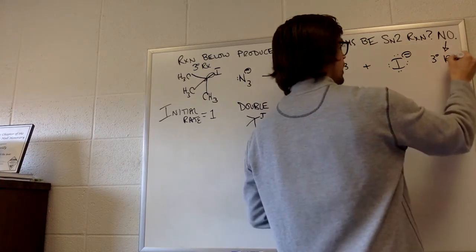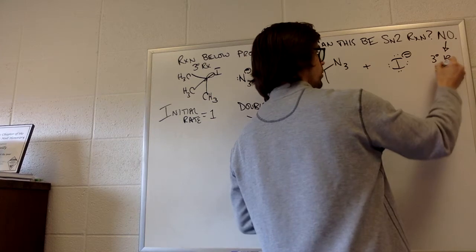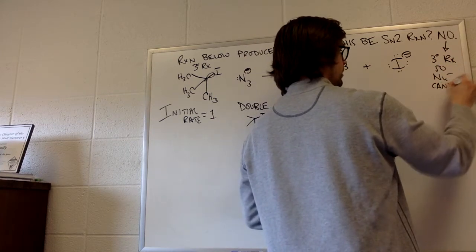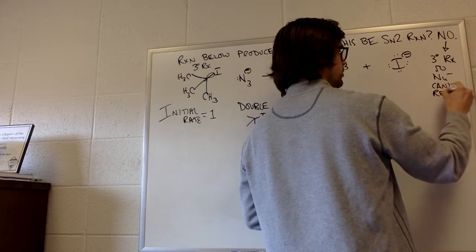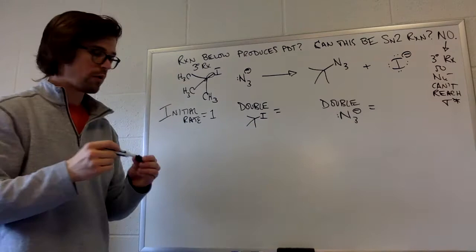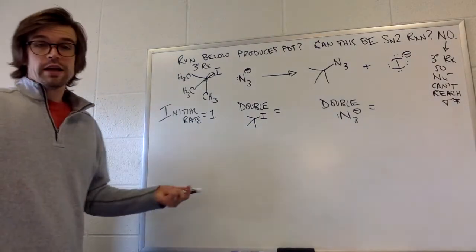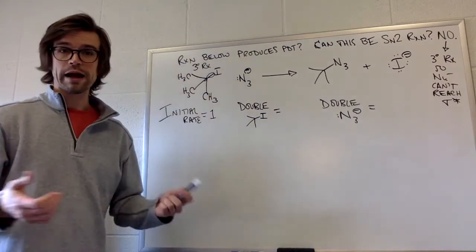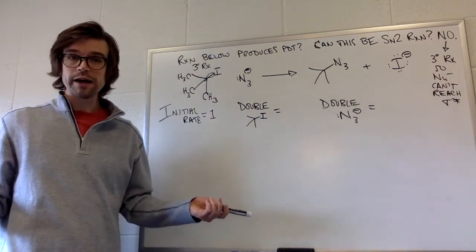Tertiary alkyl halide, so the nucleophile can't reach sigma star, can't reach that anti-bonding orbital. So if that's the case, then it must not be a standard SN2 mechanism. So let's check some rate data on it.